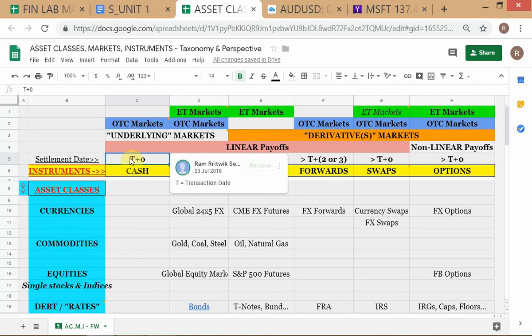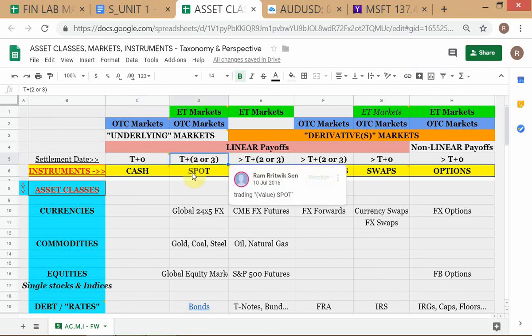One of the ways in which we distinguish between these instruments, there are other ways too, is that the typical settlement dates differ for each of them. In spot, typically it is T plus 2, sometimes T plus 3. For forwards and futures, although I've given just greater than T plus 2 or 3, usually it is much, much greater than spot, especially for forwards, and also for futures.